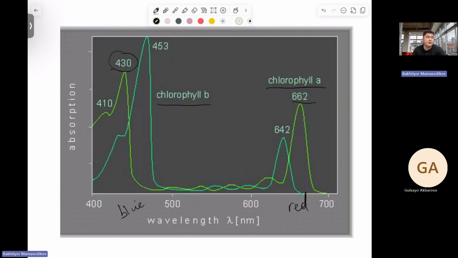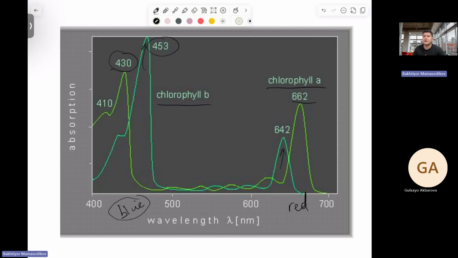For chlorophyll B, it will be 453 for the absorption of the blue light. This is the peak, 453. And for the red one, it will be 642 for the orange and red. This is the accessory pigment.